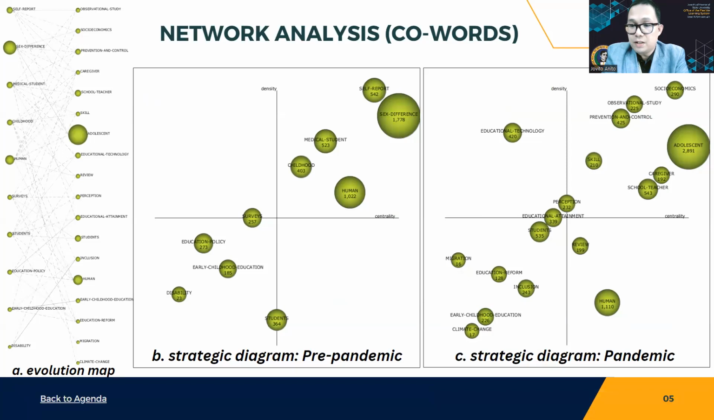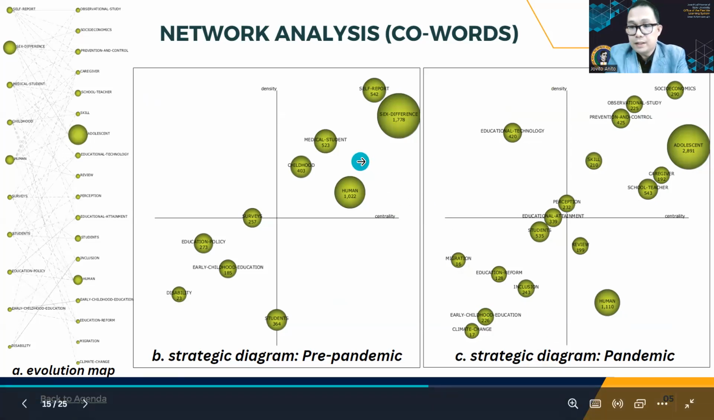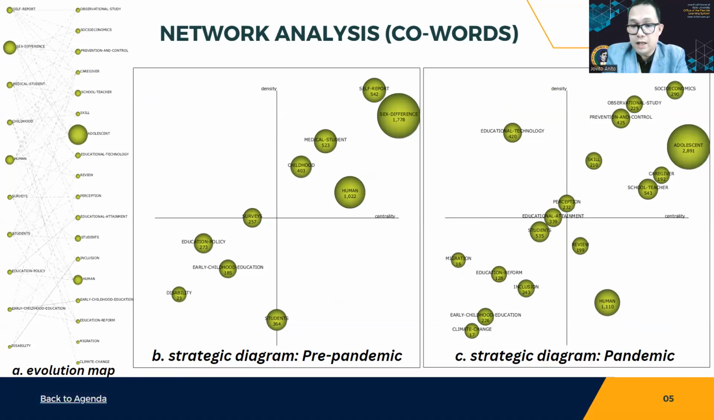In order for us to understand or appreciate this strategic diagram, I would like to direct your attention to the 4 different quadrants in this strategic diagram. So the first quadrant is the upper right quadrant, which is basically the high density and high centrality. If density is how cohesive the studies within a particular cluster are, then the higher the density, the more cohesive are the subdomains in that particular domain. Centrality is the relationship or the connectedness of that particular domain to another domain.